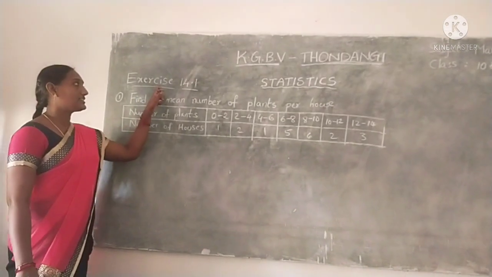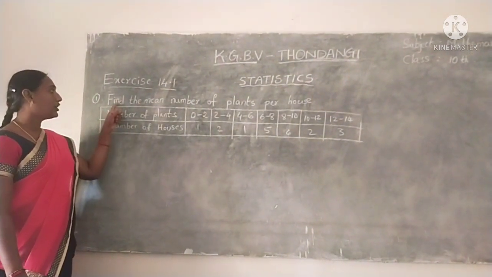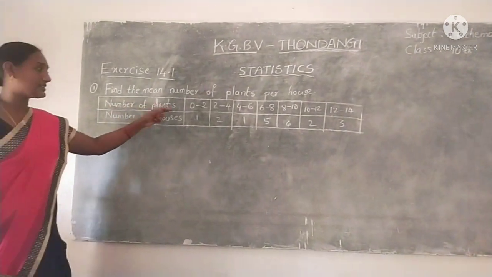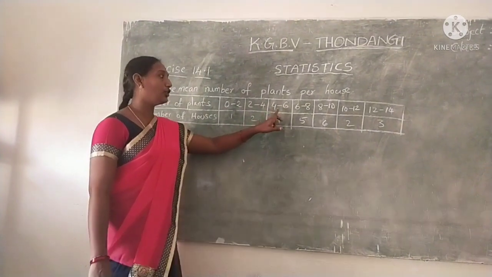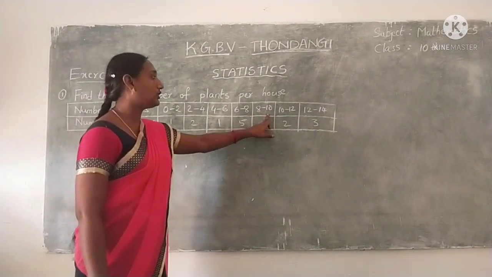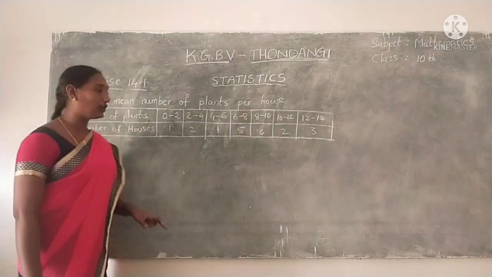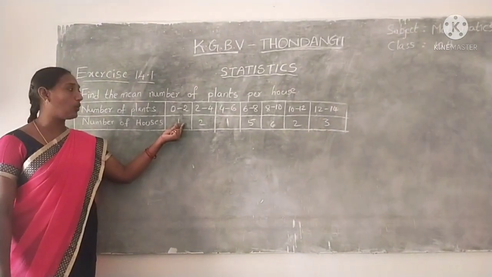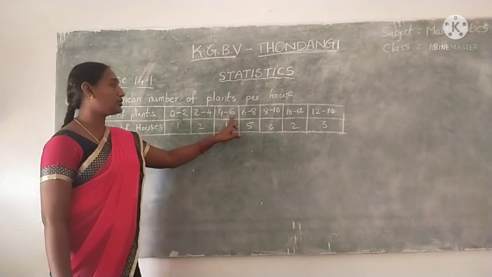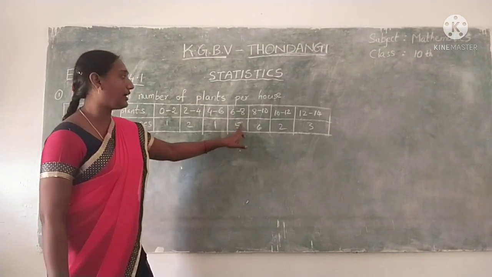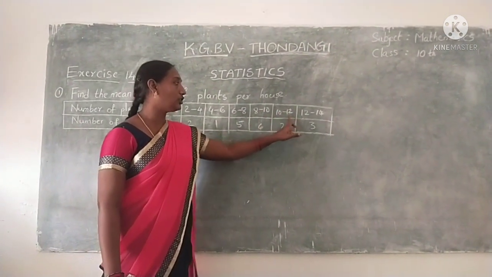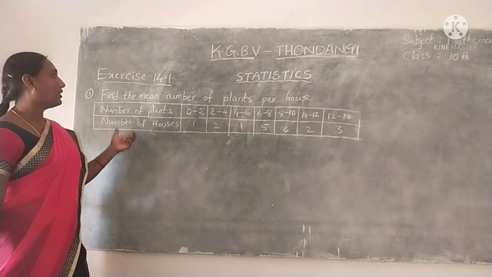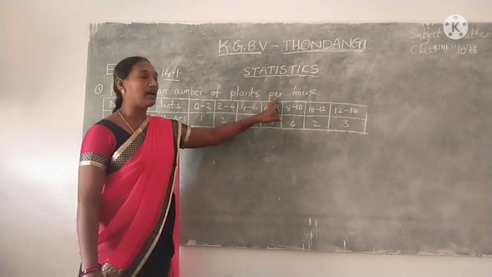Okay children, in exercise 14.1 the first question is: find the mean number of plants per house. Number of plants: 0 to 2, 2 to 4, 4 to 6, 6 to 8, 8 to 10, 10 to 12, 12 to 14. Number of houses: for 0 to 2 plants, 1 house; 2 to 4, 2; 4 to 6, 1; 6 to 8, 5; 8 to 10, 6; 10 to 12, 2; 12 to 14, 3. Here we have to find the mean number of plants per house.